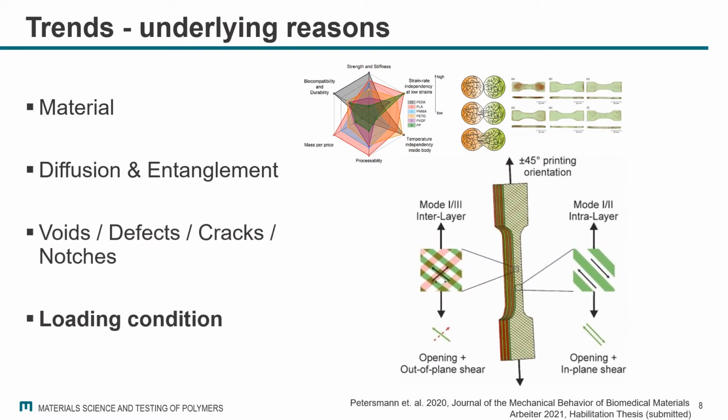Of course, the actual loading condition with regard to the layer orientation can be quite impactful because, for example, as shown here, if you have a plus minus 45 degree printing orientation, you can also get a mixed mode loading of the interfaces between the strands, which can significantly influence your properties.